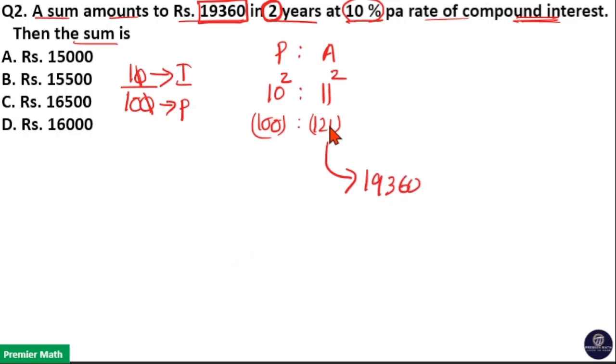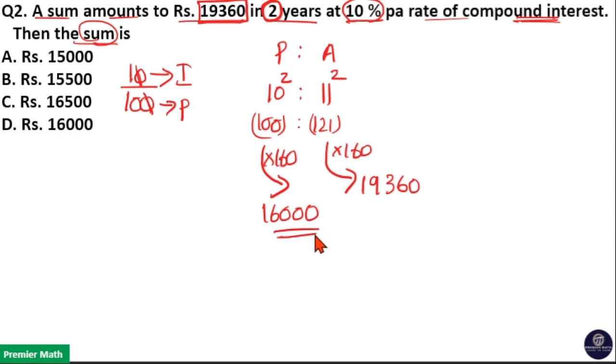Here you can see 121 goes 1 time in 193. 21 plus 70 is 91. So, remaining is 72. So, 121 goes 6 times in 726. Remaining is 0. That is, here 121 goes 160 times in 19,360. That means 1 unit is 160. If 1 unit is 160, that means here principal is 100 unit. Principal means sum. Sum is 100 units. So, 100 into 160 is 16,000. So, option D is your answer.